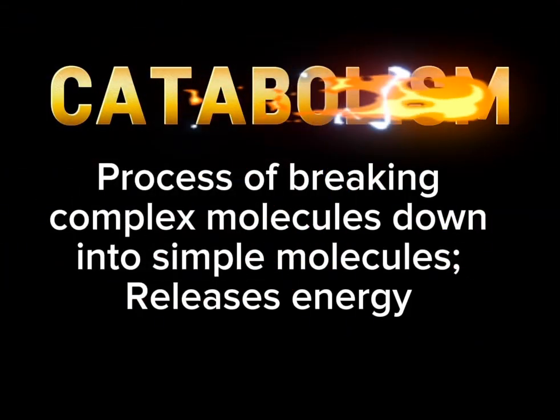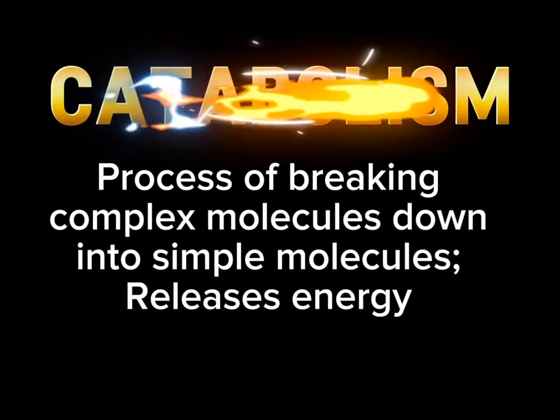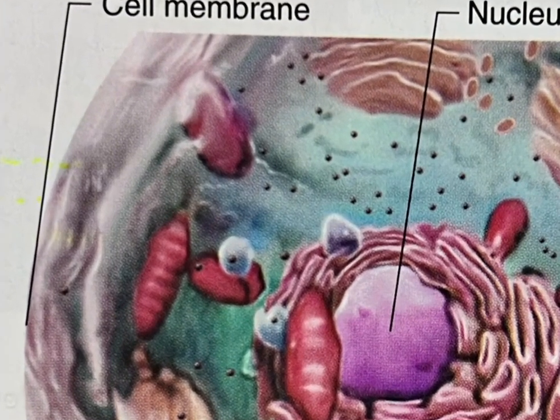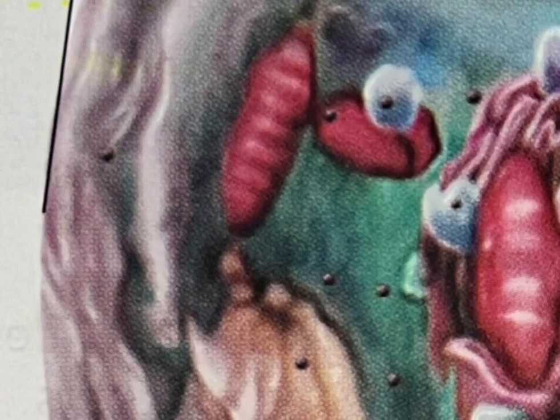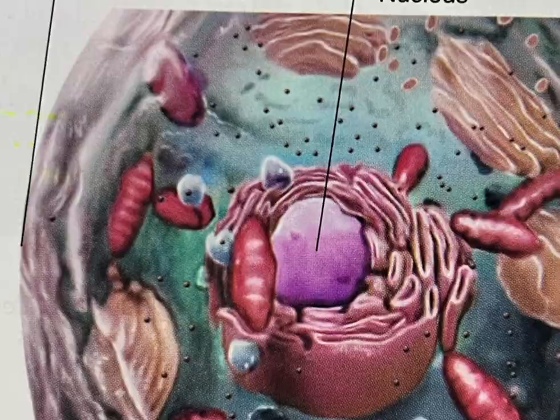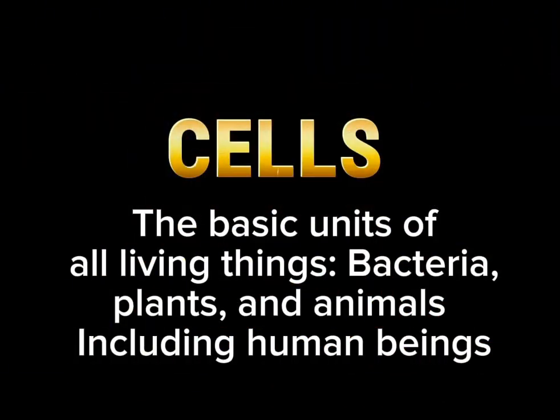Catabolism, process of breaking complex molecules down into simple molecules, releases energy. Cell membrane, thin layer of tissue that surrounds the cell. It protects the interior of the cell from its surroundings and is semi-permeable, meaning it allows certain substances to enter the cell. Cells, basic units of all living things.